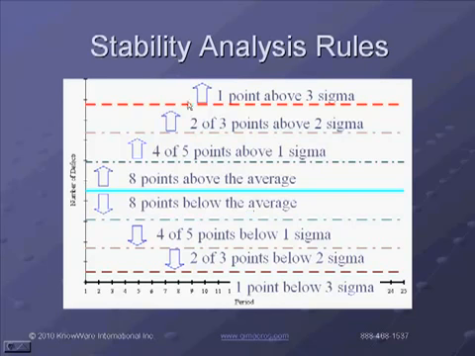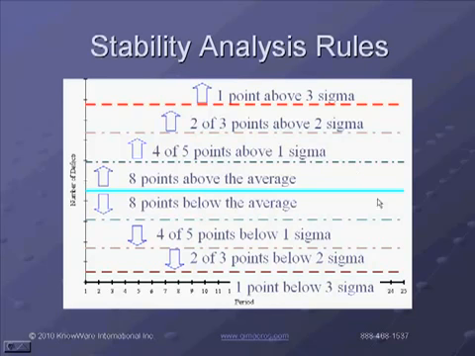Now, there's a number of rules that apply in here based on statistics, and you don't need to know all of these because the QI Macros software will draw them all for you. Any 1 point above the upper control limit or below the lower control limit, 2 out of 3 points above the 2 sigma line, 4 out of 5 points above 1 sigma, 8 points above, 8 points below, runs on either side here.